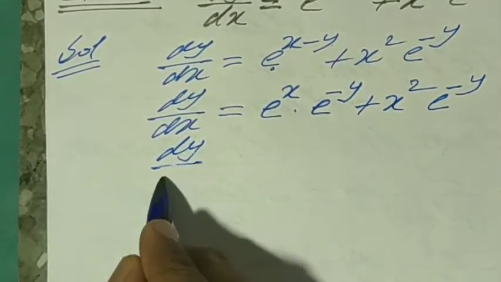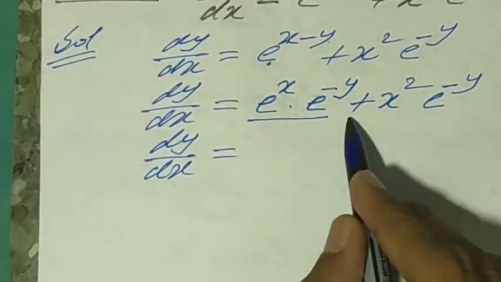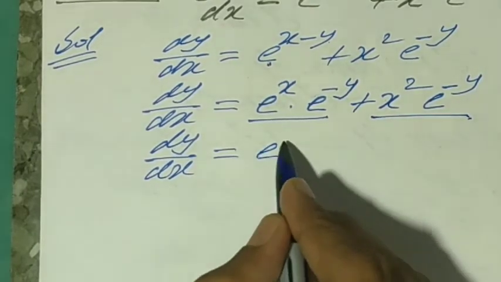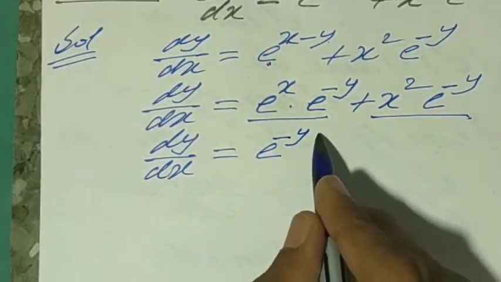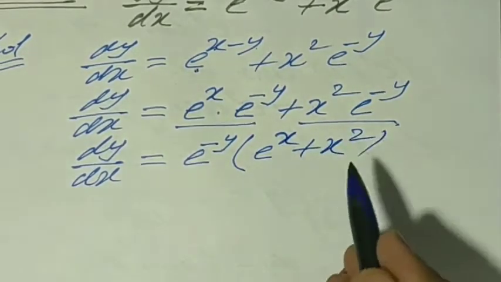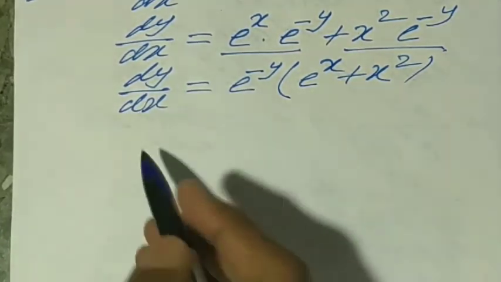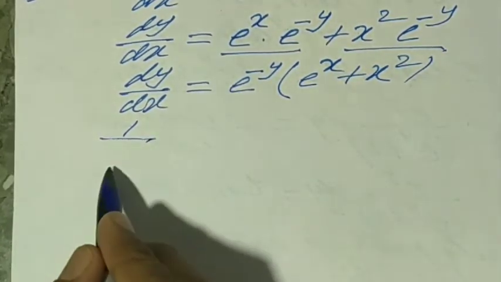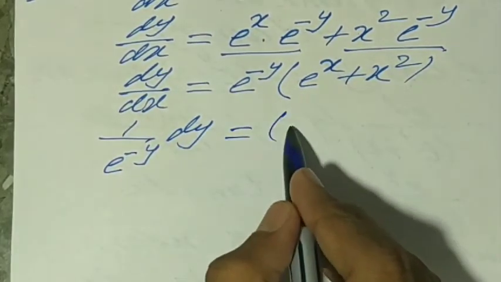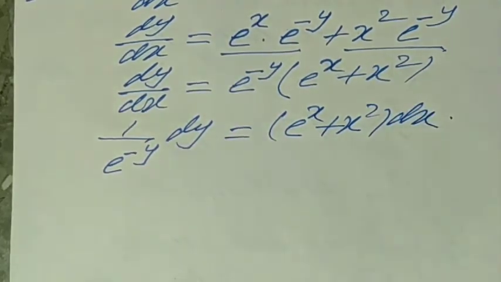So dy upon dx is equal to, from both these terms, clearly e raised to power minus y is common, so we may take e raised to power minus y common. Inside the bracket we are left with e raised to power x plus x square. Now we have to transpose e raised to the power minus y to the left hand side and dx to the right hand side. We have 1 upon e raised to the power minus y dy is equal to e raised to the power x plus x square dx.